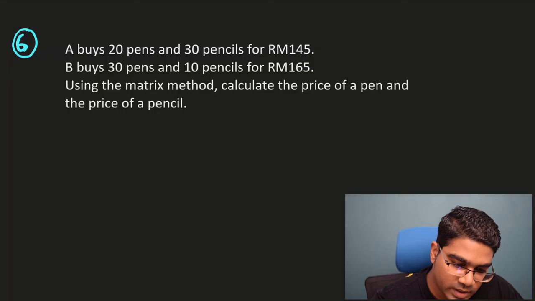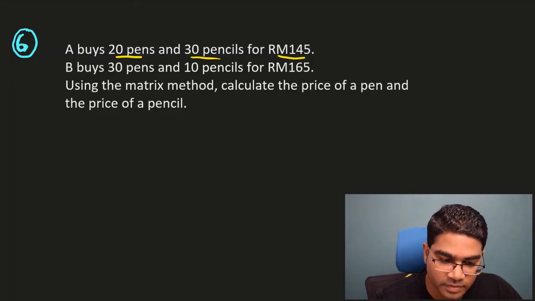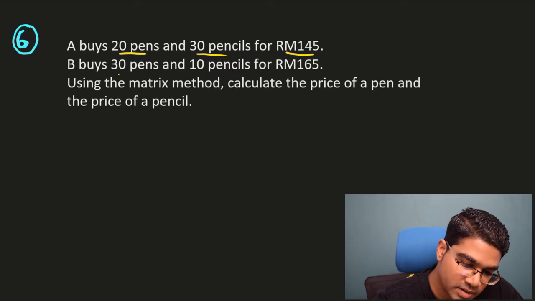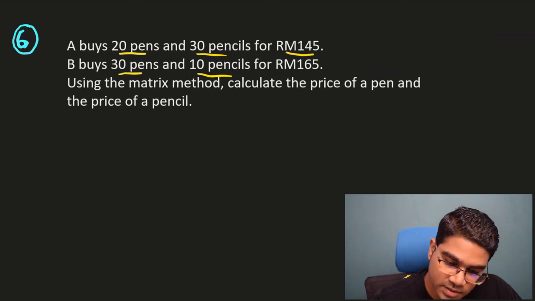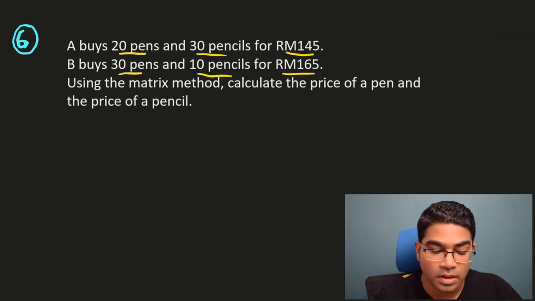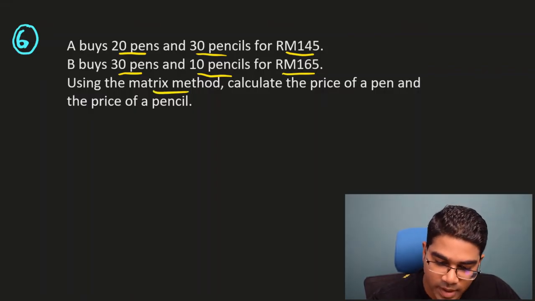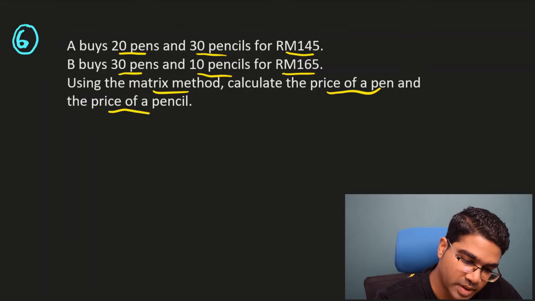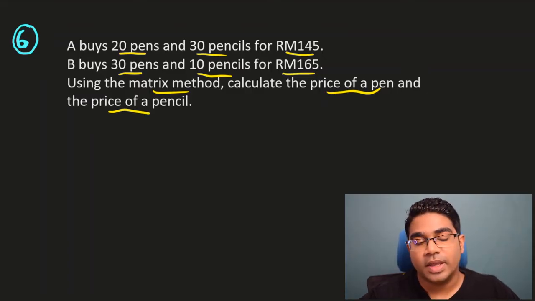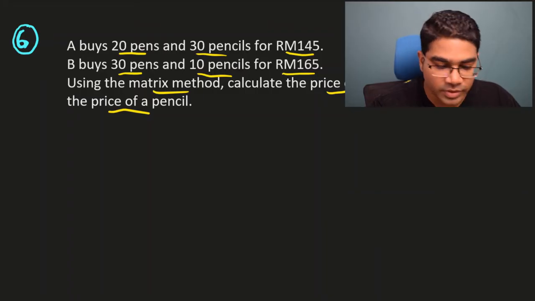A buys 20 pens and 30 pencils for 145 ringgit. B buys 30 pens and 10 pencils for 165 ringgit. Using the matrix method, calculate the price of a pen and the price of a pencil. So when we have questions like this, we have to define our unknowns first. It's very easy to define the unknowns.